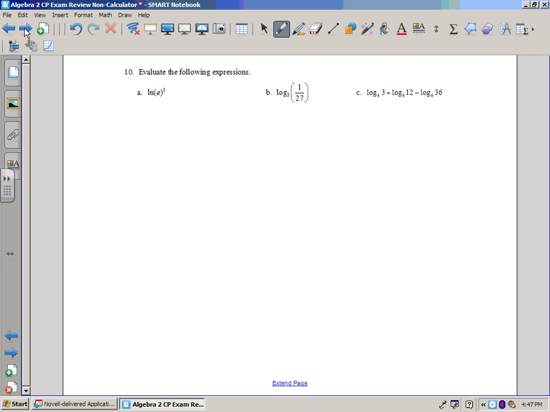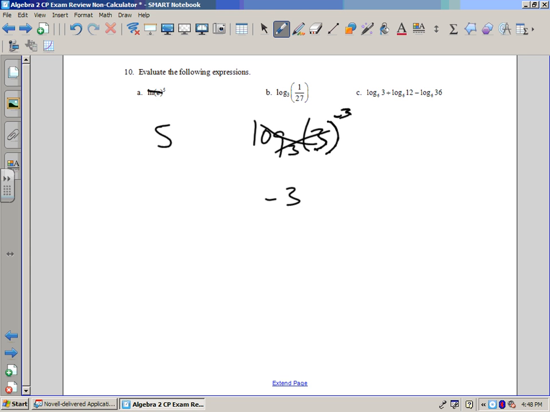Number 10a. Hopefully you'll notice now the natural log and e are inverse functions. They cancel out. I'm left with 5. For b, I'm going to take the log base 3. I can write 1/27th as 3 to the negative third power. These cancel out. I'm left with negative 3.